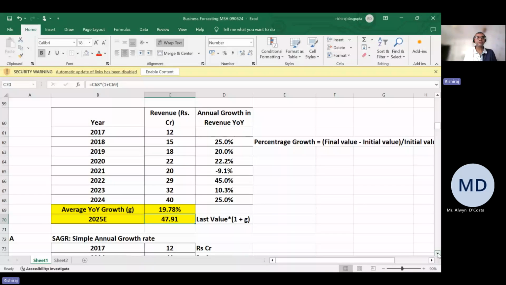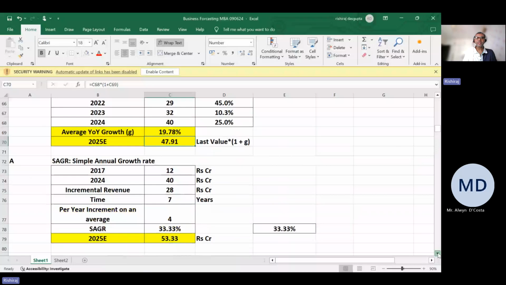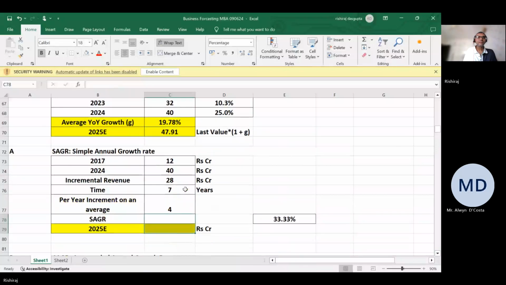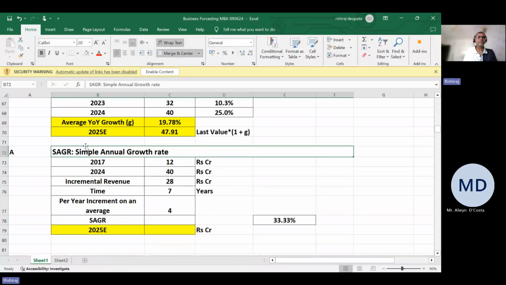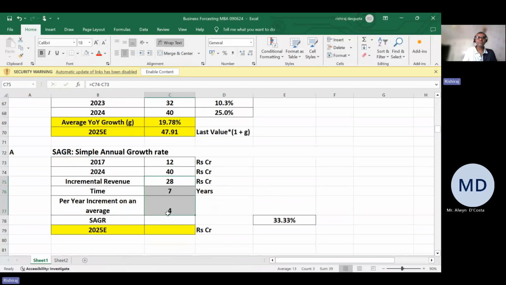Next is called simple annual growth rate, SAGR. 2017 revenue was 12 crore. 2024 revenue was 40 crore. We are calculating SAGR, the simple annual growth rate. First, the incremental revenue. From 2017 to 2024, how much increase in revenue has been experienced? So 40 crore minus 12 crore. The incremental revenue is 28 crore.